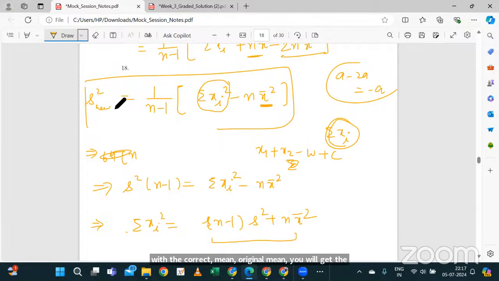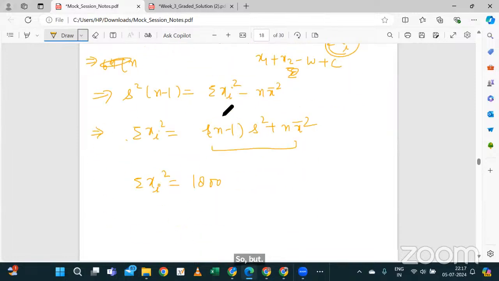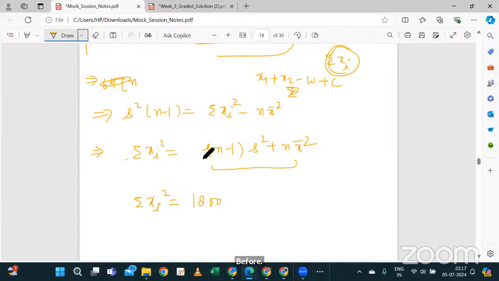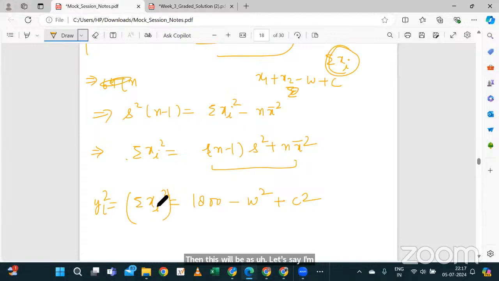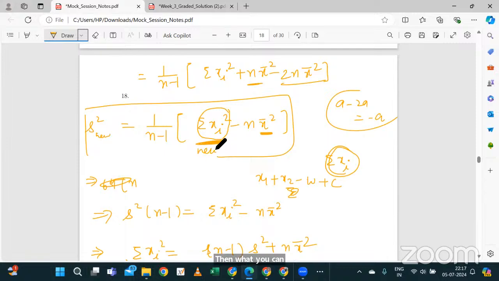Original s square, right? But before that, I need to calculate the old summation of xi square. By replacing this formula, what will be the new one? Let's say you have subtracted the square of the wrong observation and added the square of the correct observation. I'm just denoting yi square for simplicity. Then you can replace this observation here to get the new one.